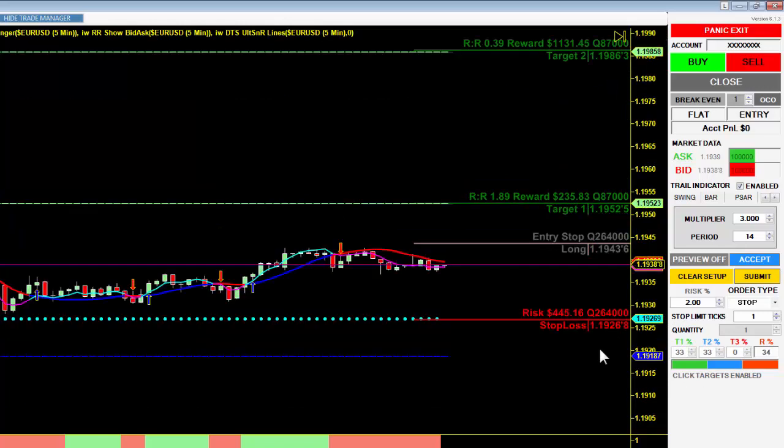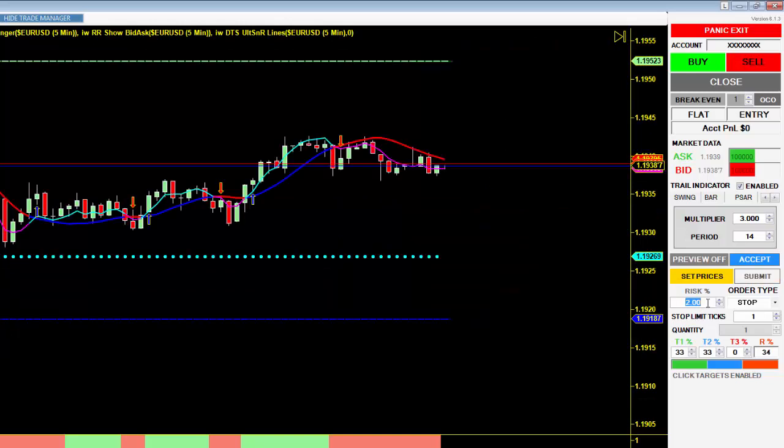So if this trade works out according to plan, I'll have 264 lots in play. My risk is capped at 2% of my capital, and then target 1 is set and target 2 is set. I mentioned that one of the key features of Trade Manager was that this risk percent mode prevents you from risking too much of your capital while maximizing your profitability on a trade. Let me show you exactly how that works.